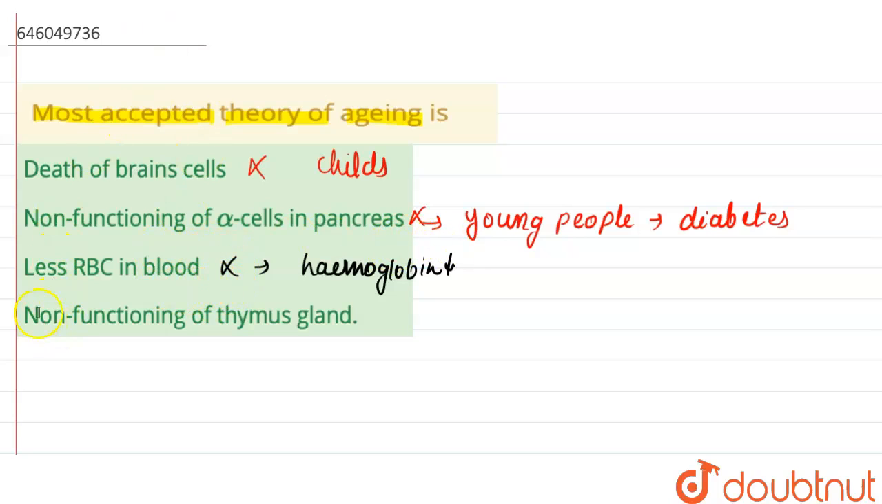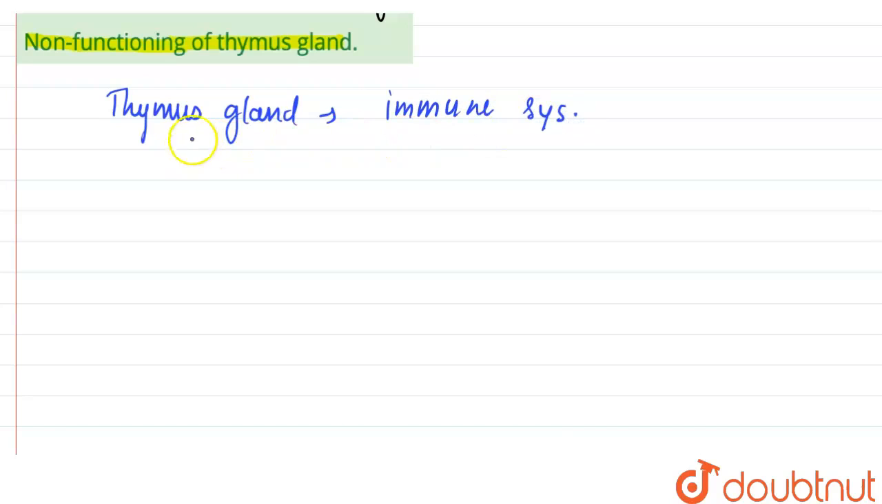Therefore, the correct answer is the fourth option, which is non-functioning of thymus gland. Yes, this option is correct here, as we know that the thymus gland controls the immune system, right? It's an endocrine gland which controls the immune system, and this thymus gland produces the T cells which fight with viruses, bacteria, and germs. They are the WBCs, white blood cells, which fight with infections.